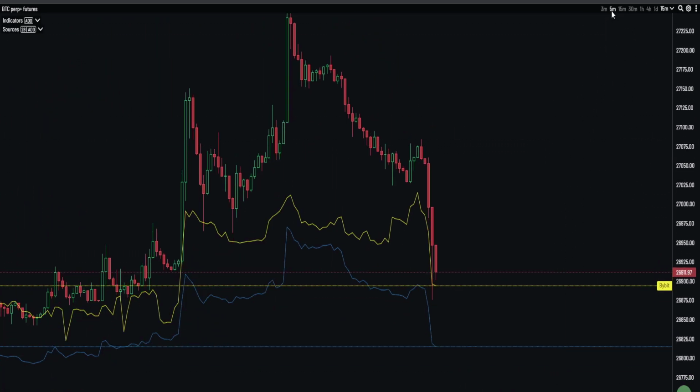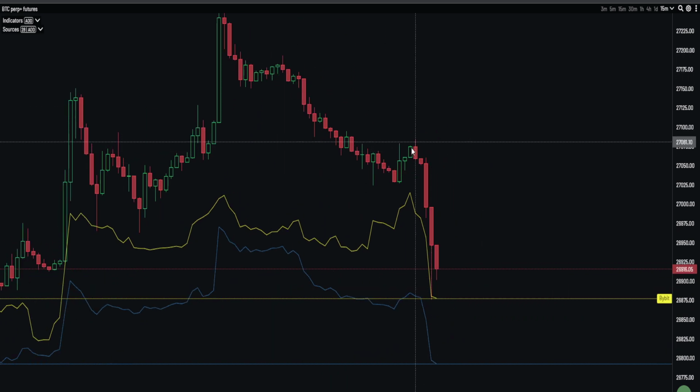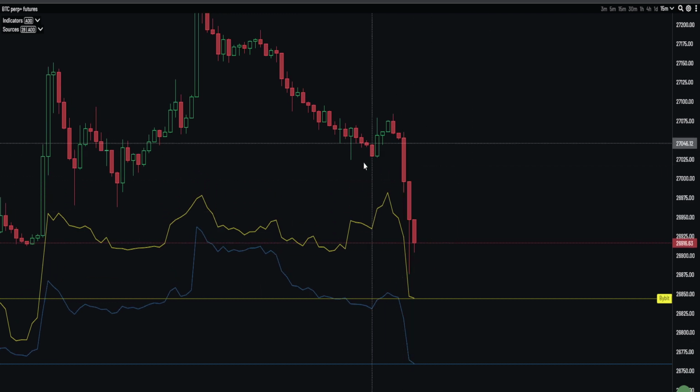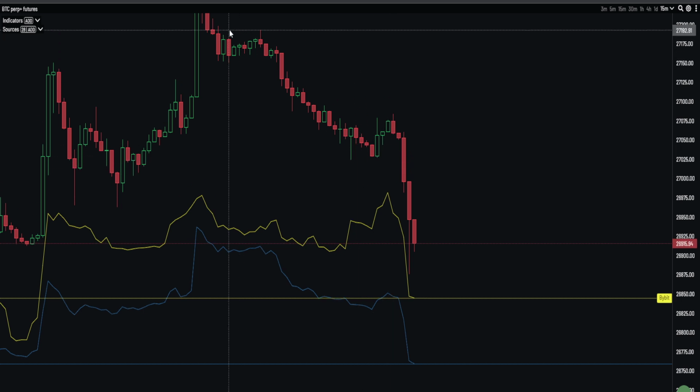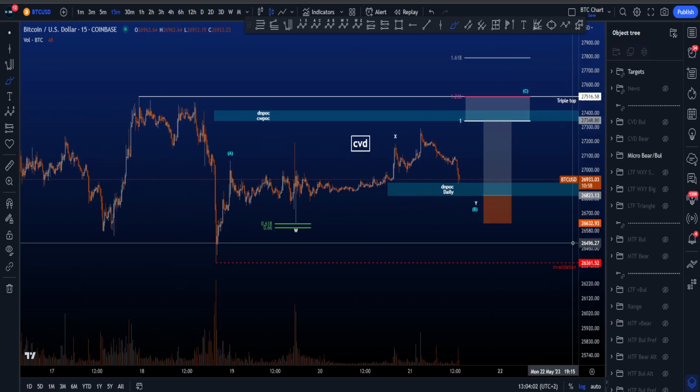Instead, it started to create more bearish divergences. Again, lower high on price over here, lower high on price, higher high on the CVD, more bearish divergences. Now these bearish divergences have already played out as price has taken the low, but of course this is an important reason for why price is also pushing towards the downside.